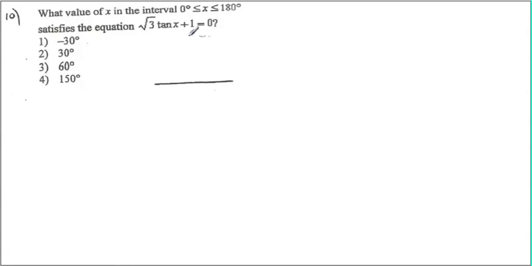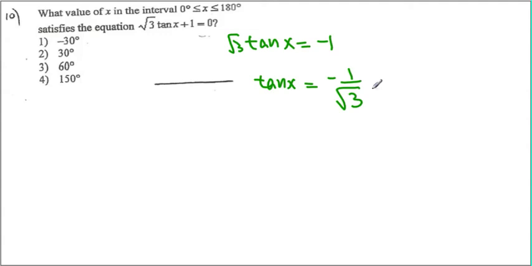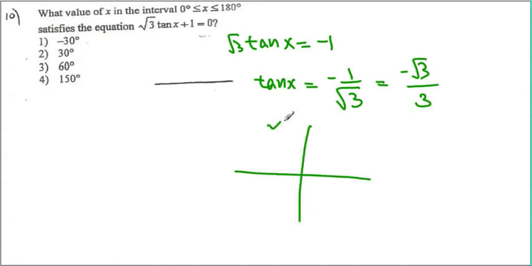Now, in order for us to solve this one, we can subtract 1 from each side. We get radical 3 tangent x becomes negative 1. Then tangent x will be equal to negative 1 over radical 3. When you multiply top and bottom by radical 3, we end up getting negative radical 3 over 3. This refers to the reference angle of 30 degrees. But since tangent is negative, we are looking at the second and fourth quadrants. That means if you're to be over here, since the reference angle is 30, this will be 150, which is our answer.